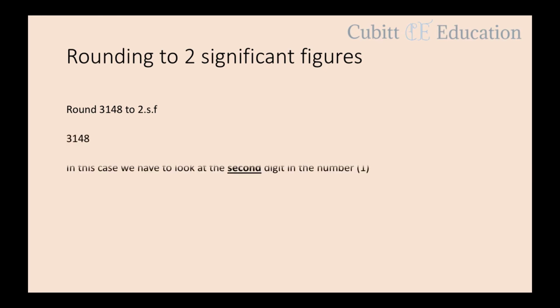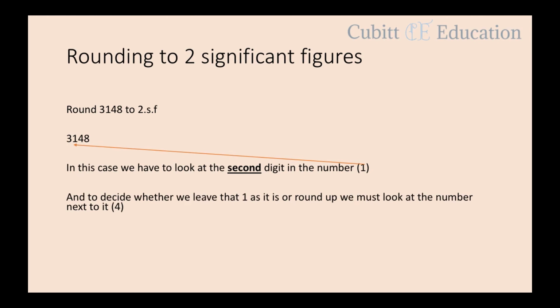Two significant figures actually means we need the first two digits. So we need to keep the 3 and the 1. But the 1, which is the second number in line, is the one that you're going to change. Is the 1 going to stay as a 1 or is it going to change to a 2? To decide this, we need to look at the number next to it, the 4.